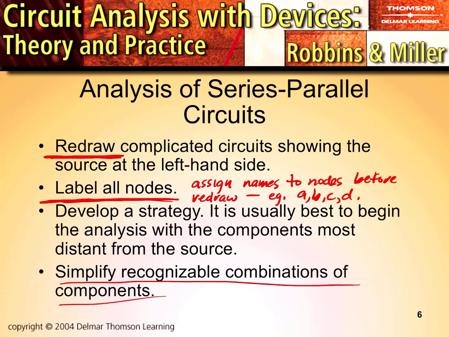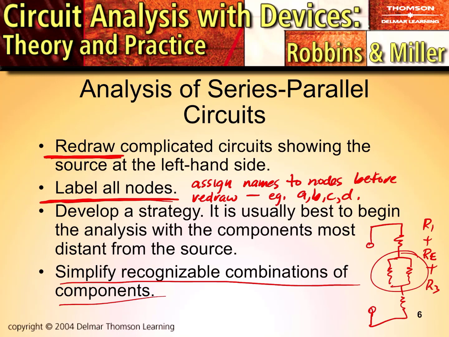So when we do something like this, and we have these two resistors in parallel, we can simplify those as an understanding that R equivalent, or the equivalent resistance of those two in parallel, is simply a series connected component, right? So that means R1 plus R equivalent plus R3.